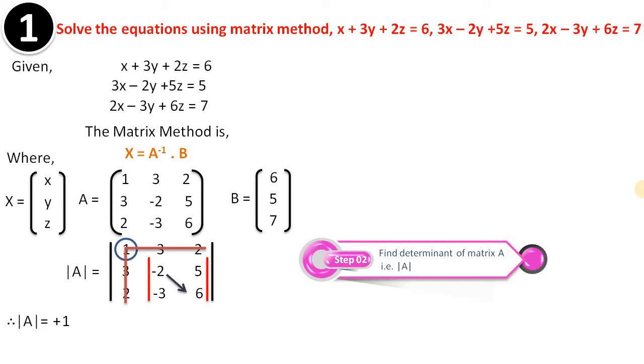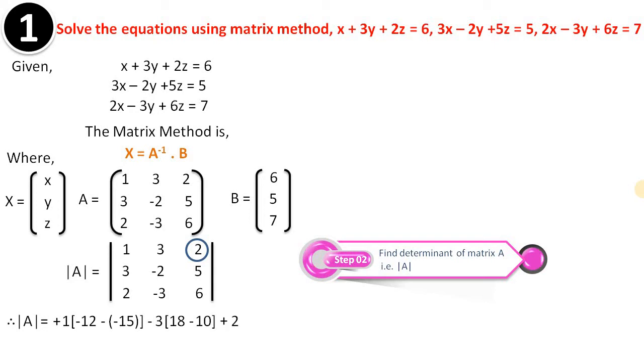So minus 2 into 6, minus 12, middle sign minus, 5 into minus 3, minus 15, sign minus, and then second element is 3. Now this 3 is in first row second column, delete it, take the cross multiplication, 3 into 6, 18, middle sign minus, 5 into 2, 10. Now sign for the last one is plus and third element is 2.